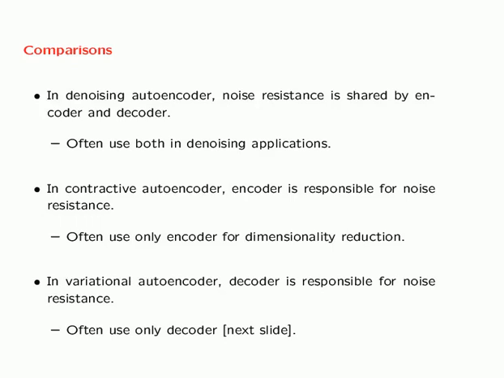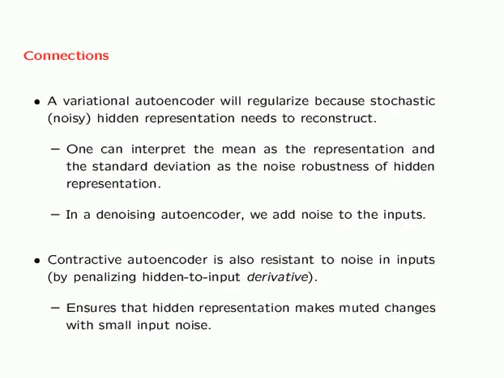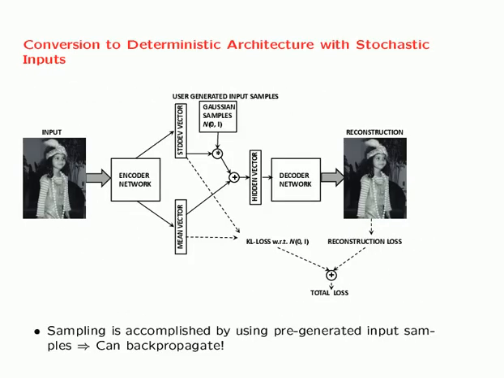And in the variational autoencoder, the decoder is responsible for the noise resistance, because you add the noise to the hidden representation. If you look at this architecture, you can view the user-generated input samples as noise which you are adding to the hidden. So the mean vector is like an average representation of your input, and your standard deviation tells you how much noise I should add for this type of input, and I'll be okay. And the KL divergence is ensuring that the kind of noise you add is closer to the unit Gaussian.